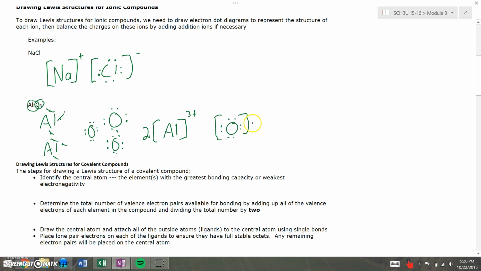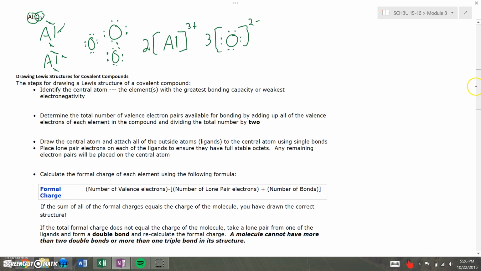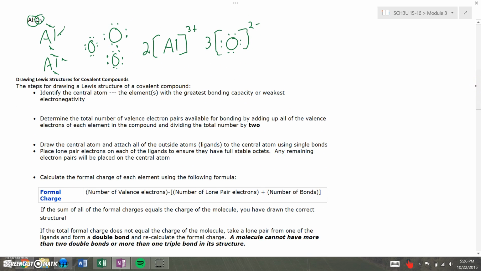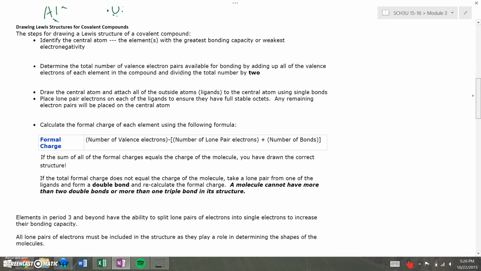It is an ion, so we need square brackets. Each atom has gained 2 electrons, so it's a 2-, and there are 3 of them, so we put a 3 in front. Okay? Now, covalent compounds are a little bit more in depth. There's a little bit more to them.